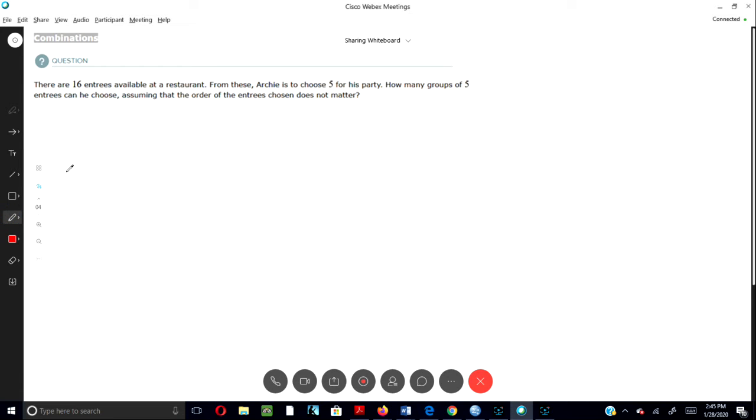Okay, in order to work this problem out, the first thing we have to do is write down the formula that we're going to use. So we're going to say N, C, and then R. Let's write it all out. And this N represents the total number of entrees. So every time you see that N, know that that's going to represent the total number of entrees. And then the R is representing the 5 that Archie chooses for the party.